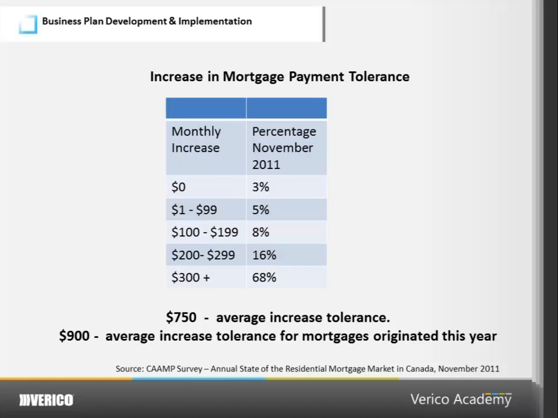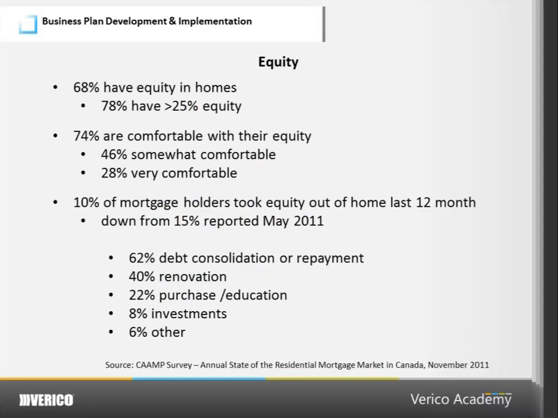That tells you that the consumers are getting lower payments because the rate that they are getting is lower, and they can handle a higher payment amount if they choose to. When you combine that information with the equity stats that are out there for us, 68% have equity in their homes, and 78% of that 68% have greater than 25% equity. 74% are comfortable with their equity, and 46% are somewhat comfortable, 28% very comfortable.